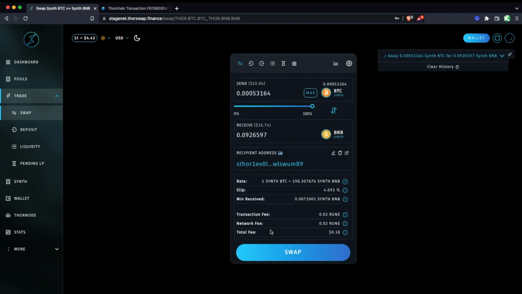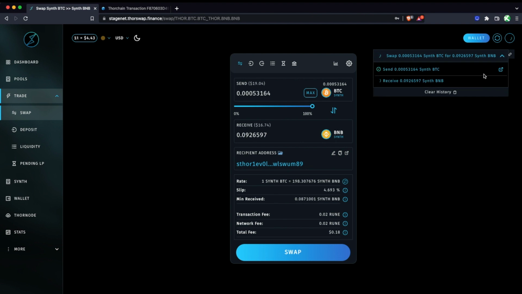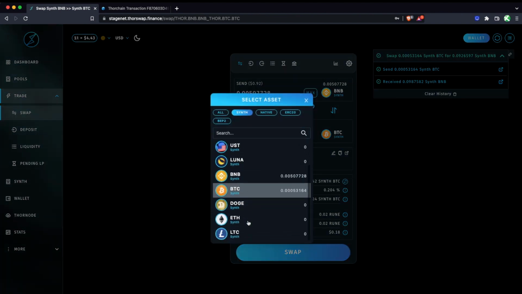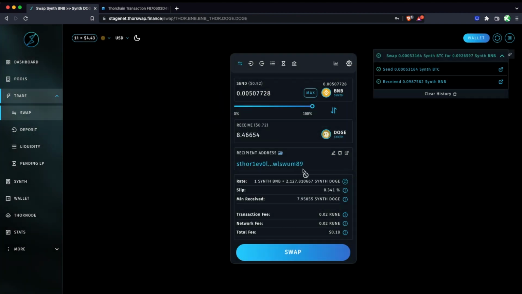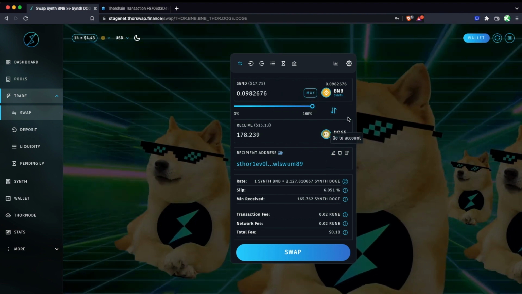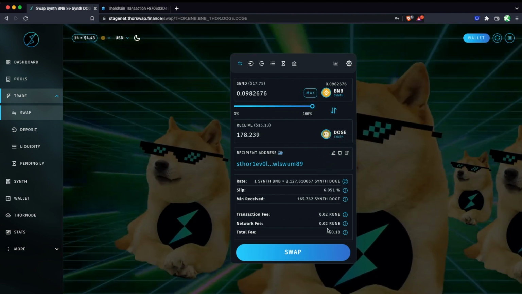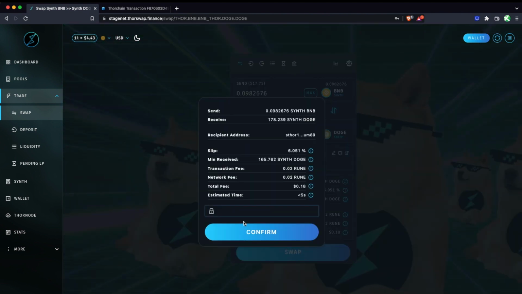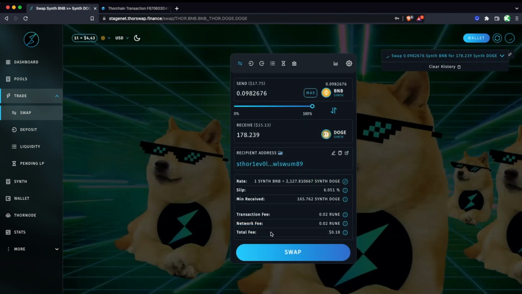And confirm. Again, we'll see it pending like any other swap. And super fast, now we have the synthetic BNB. Then one more time, we could take that synthetic BNB and swap it to synthetic Doge if we wanted to. Let's just select all of this synthetic BNB to synthetic Doge. Again, we'll see the fee breakdown and swap and confirm.